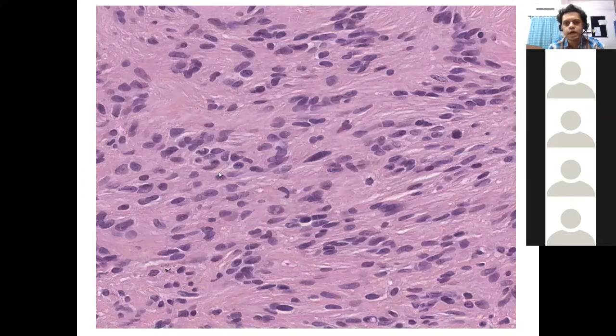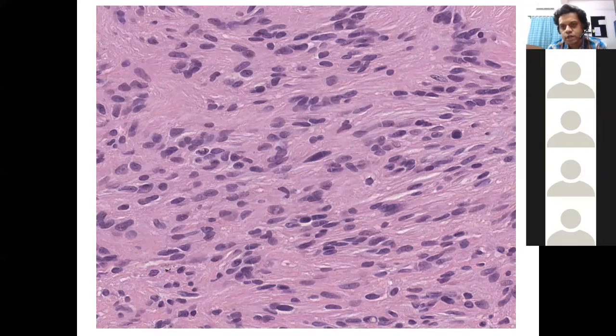Okay, if you see it at a higher power, again the cells are bland, mildly hyperchromatic, pretty much uniform, and there is no overlapping, not much of an overlapping. There is no evidence of mitotic activity. So that's how the usual schwannoma will look.